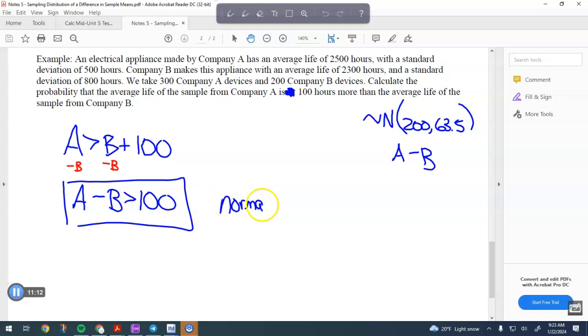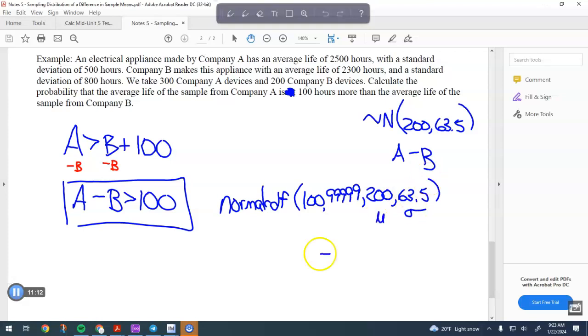Now we can go normal CDF. Greater than 100 would be 100 and then 9999999. Tell the calculator the mean and standard deviation. Label if there's a free response person grading it. I got 0.942. How many got that? Nice.